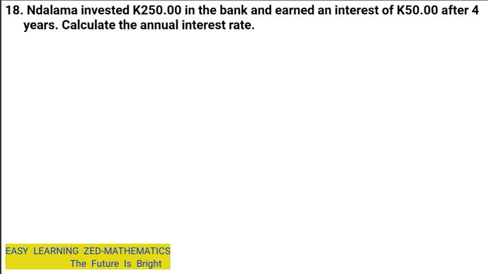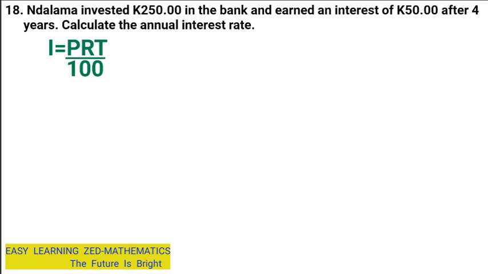Excuse me. So, to calculate the annual interest rate, we are going to use the formula, which is interest is equal to principal multiplied by rate times time over 100. Okay, so now we are going to use this formula. So we're going to go back to the statement to see what is given.